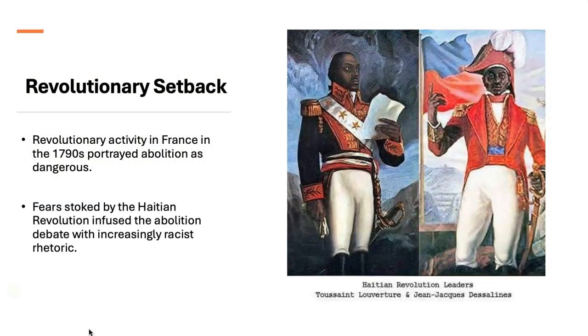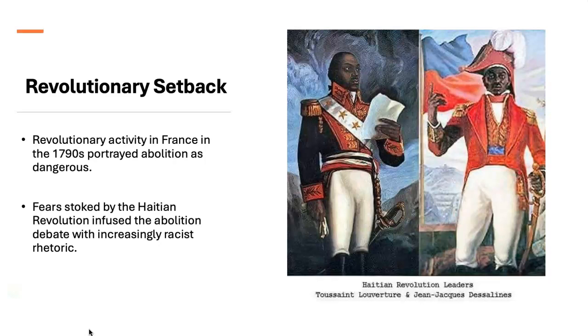The radical turn that revolutionary activity in France took in the 1790s proved to be another setback. Pro-slavery agitators seized the opportunity to portray abolition as dangerous to social stability. The petitioning among white British subjects that had occurred in the early stages of the abolitionist campaign looked different in this altered context: a menacing attempt on the part of the governed to overthrow their rightful rulers.